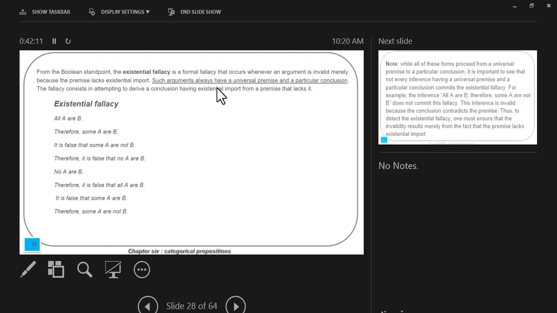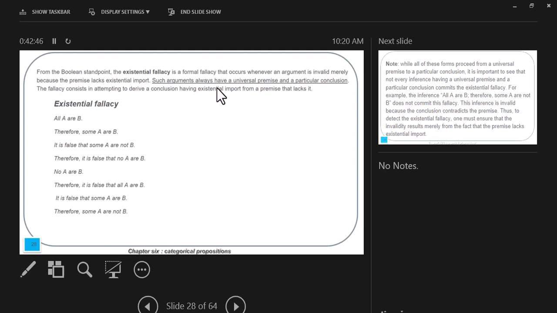It's false that some A are not B, therefore it's false that no A are B. What is the relation? Some A are not B is what? What type of statement? O type. And no A are B? E type, right? E and O? Vertical. So can we tell? No, right? Such kind of fallacy is known as existential fallacy from the Boolean standpoint, right?